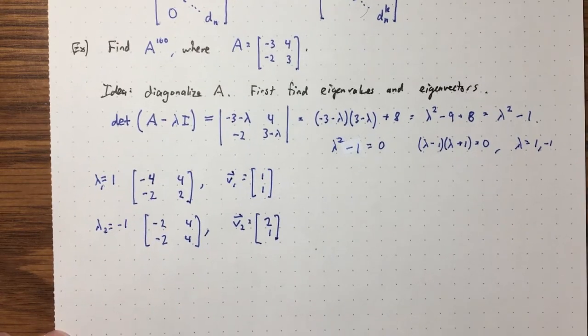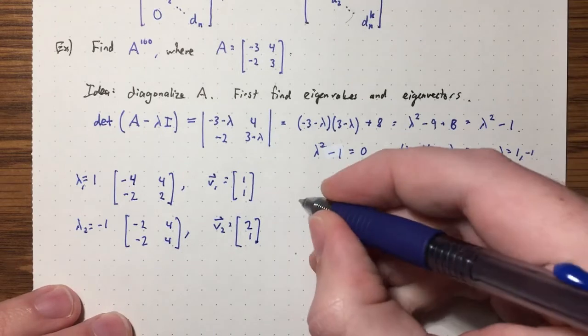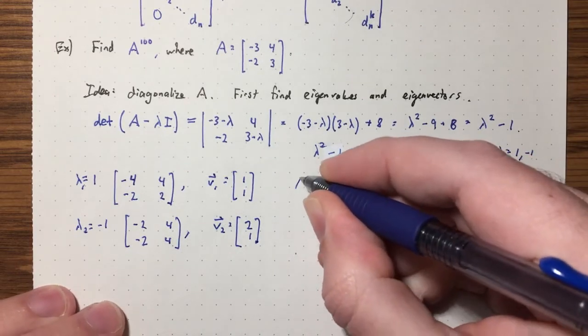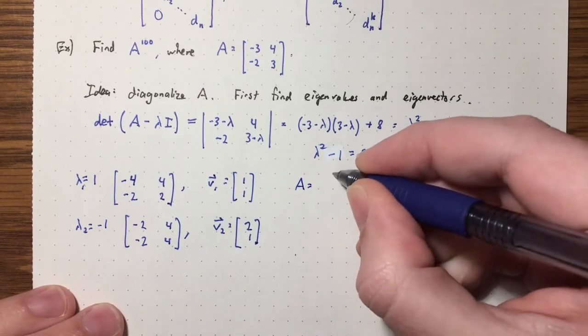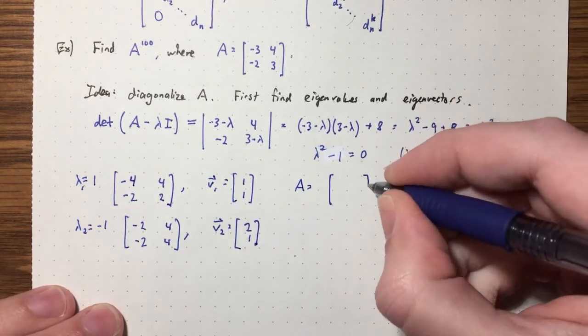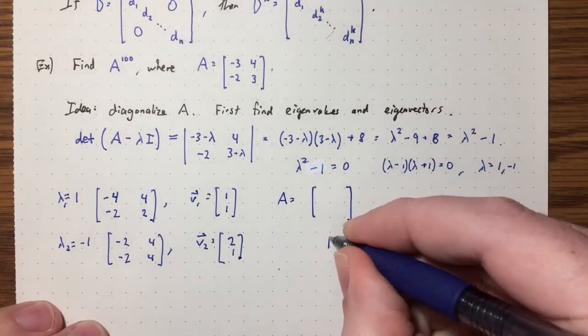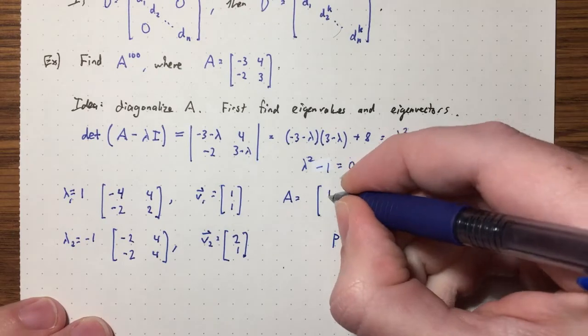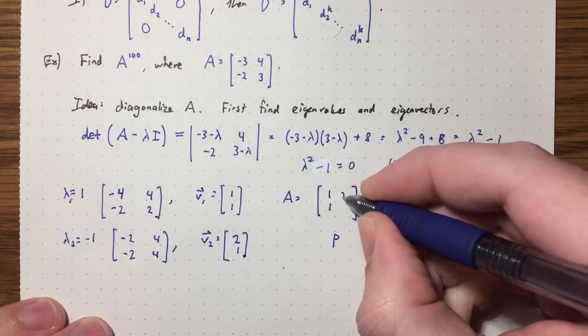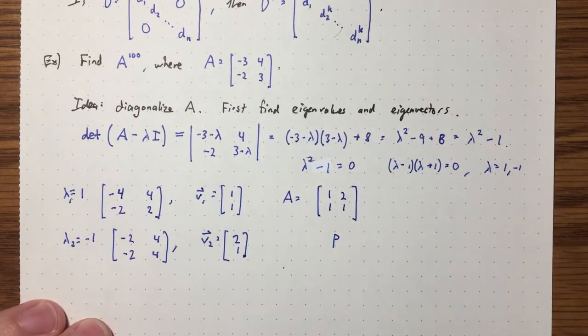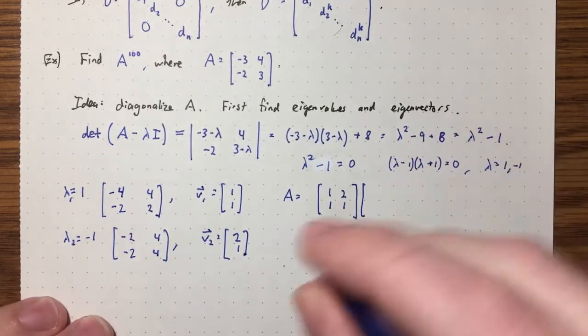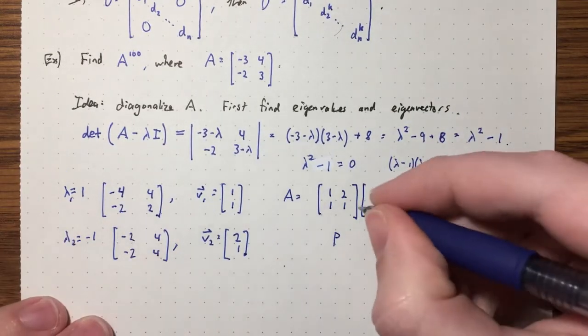Okay, let's diagonalize. How do we do that? Well, A is going to be PDP inverse. So what is my matrix P? It's going to have the eigenvectors as its columns, right? So here's my matrix P. My diagonal matrix is going to have the eigenvalues down the diagonal.